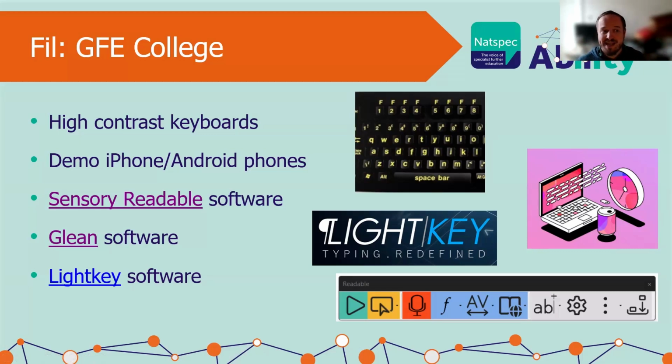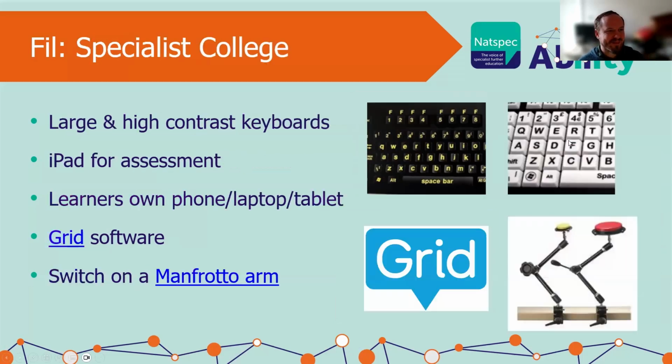Light key software, that is prediction software, and it works in the background and it learns from you over time. The free version has so much prediction that's free per day, and then you have to pay for the upgraded version. But I quite like that it runs in the background. So that's Phil's for GFE College. Let me know if you've got any that you would recommend alongside that.